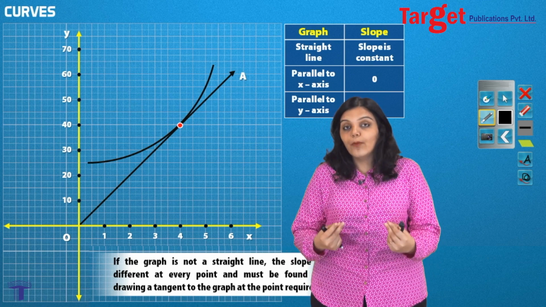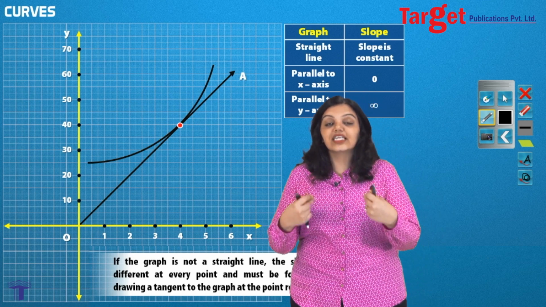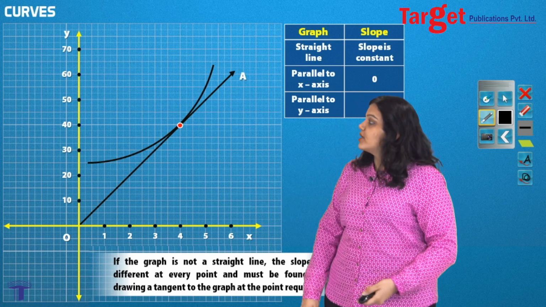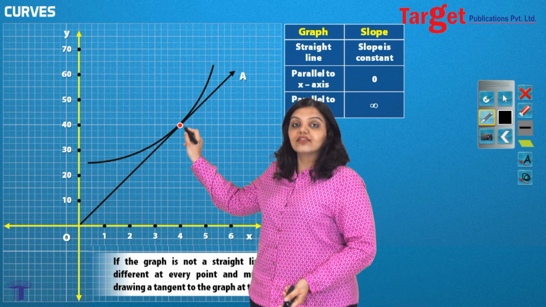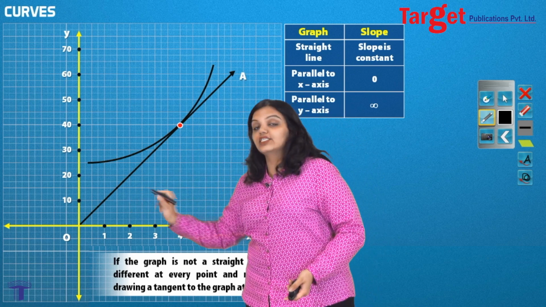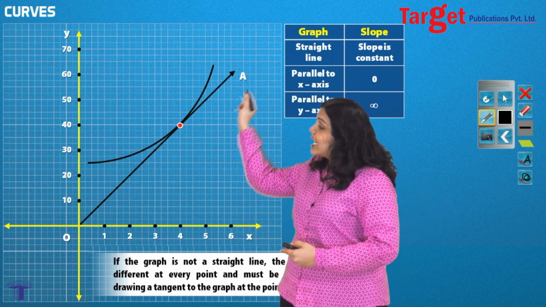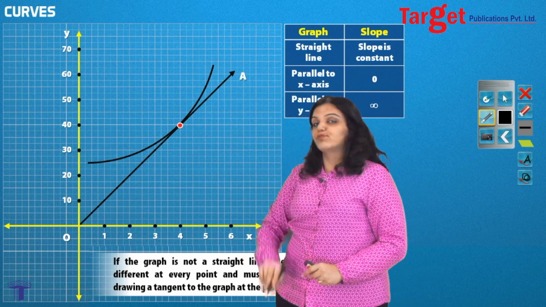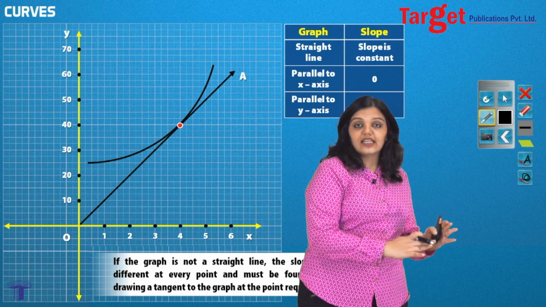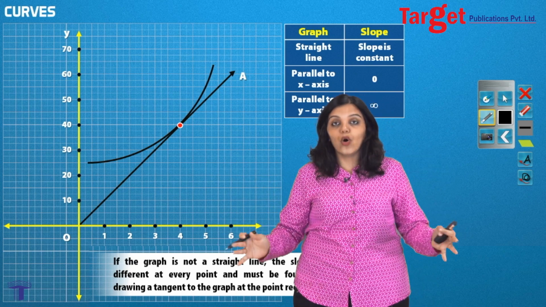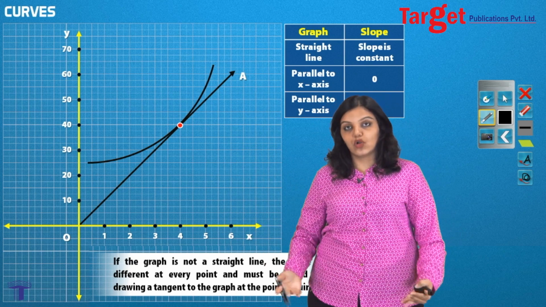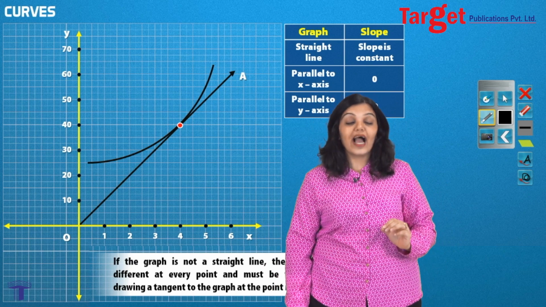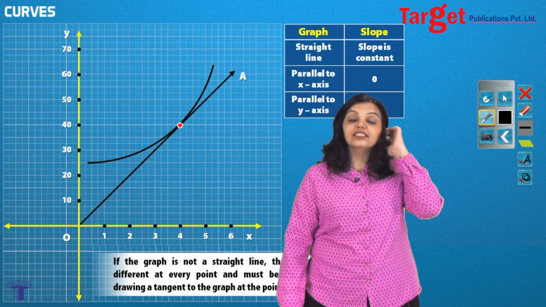And to find the slope, you must draw a tangent line at every point of the graph wherever you want the slope. So for example, if I wanted to find the slope here, I will draw this tangent line, find the slope of this tangent line, and that will be the slope of this graph at this point. So in case of a straight line, I can talk in general about a slope because the whole line has the same slope. But in case of a curve, I must ask which point do you want the slope at, because every point has a different slope.